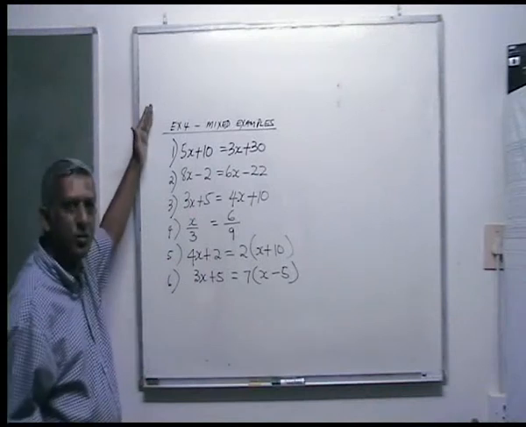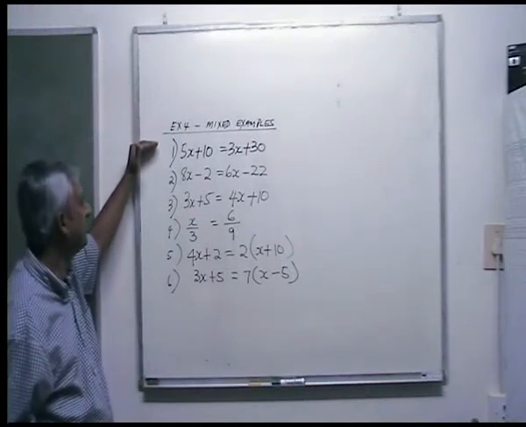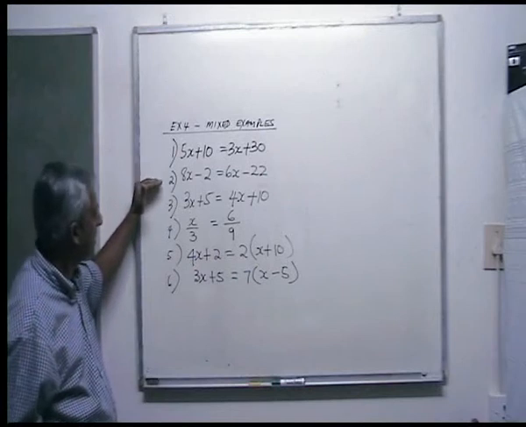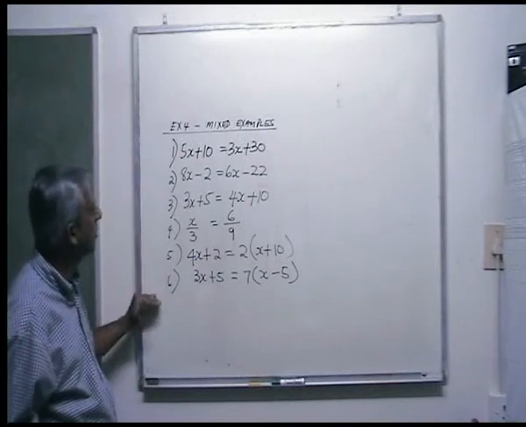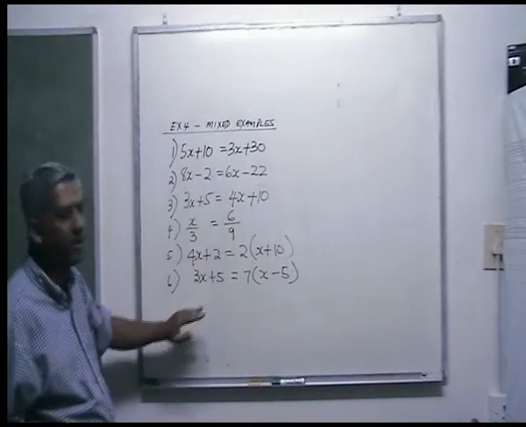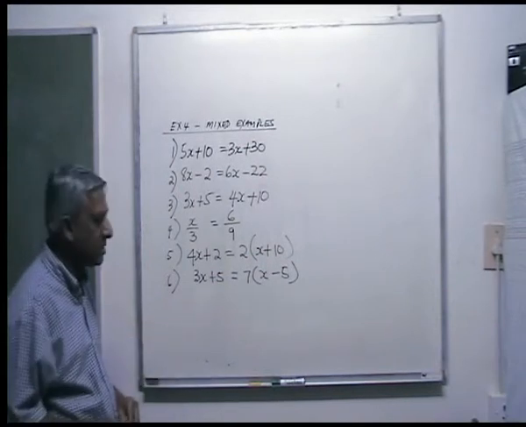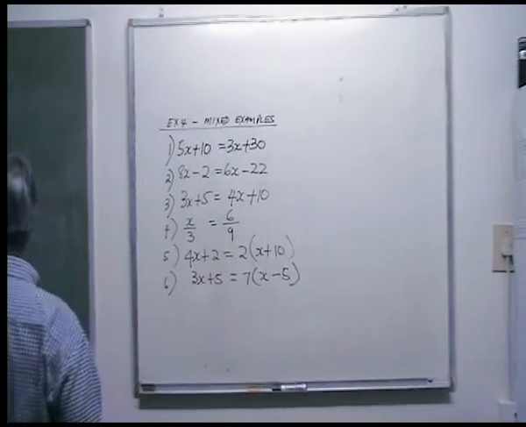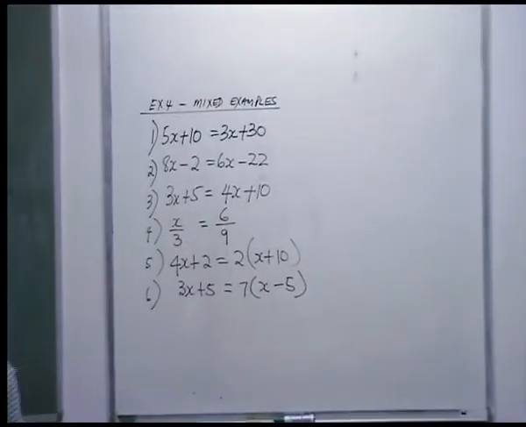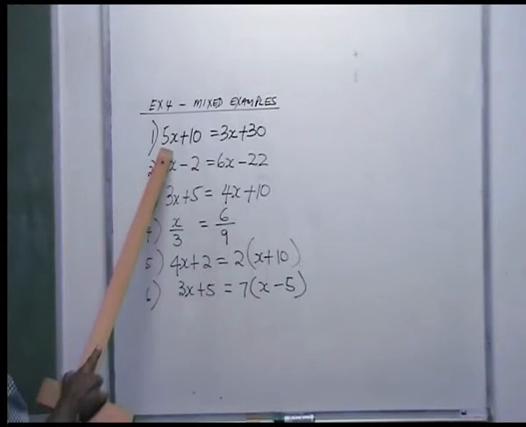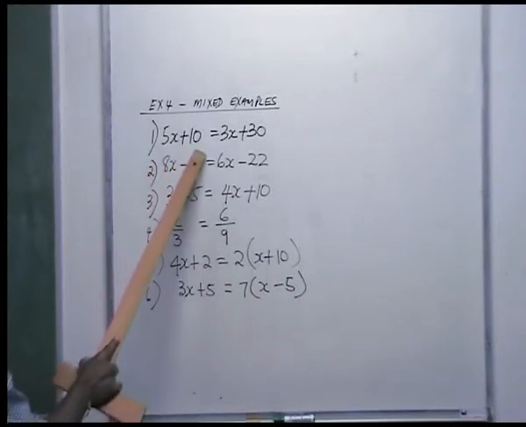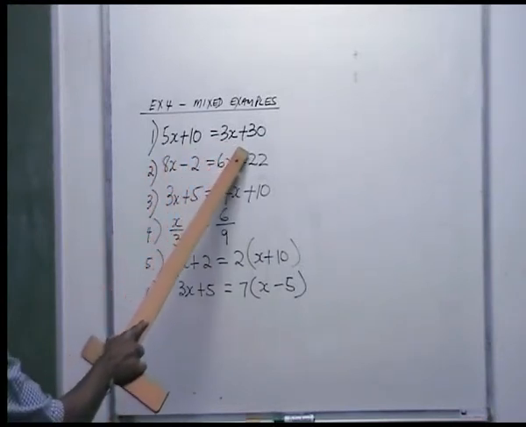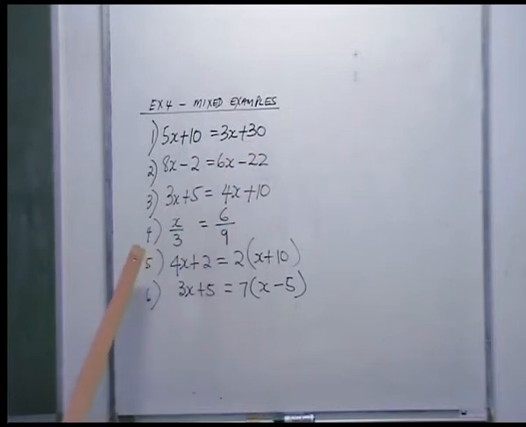Alright, so now we have exercise 4. In this example, it's called a mixed exercise, because all the different types of examples we've done, we put inside over here. So let me just read it out for you so that you know what each question is about. So the first one is 5x plus 10 is equal to 3x plus 30.